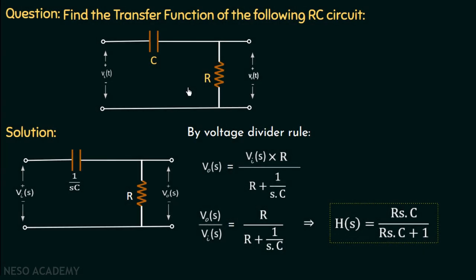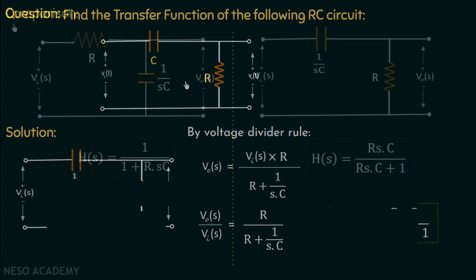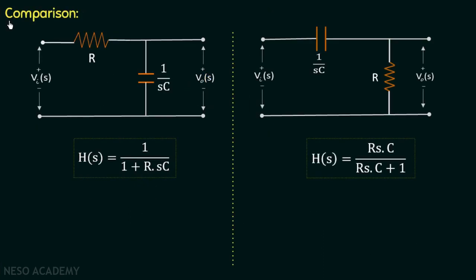So now we are done calculating the transfer function of this circuit, and now we will compare the RC circuits that we have discussed in this lecture and in the previous lecture. Now moving on to the comparison between these two RC circuits that we have discussed till now, the major difference is the measuring of output.